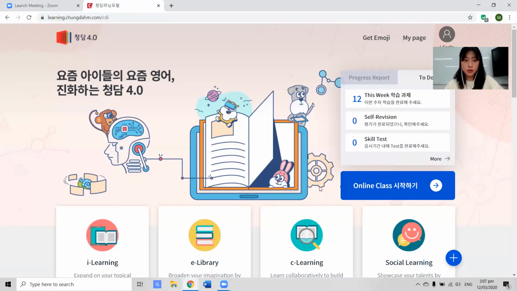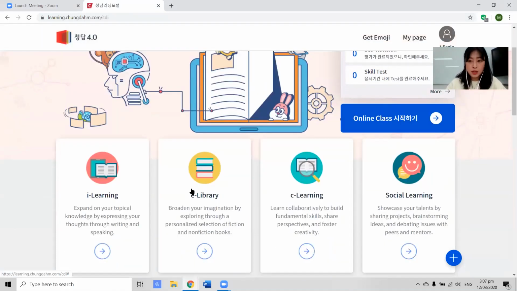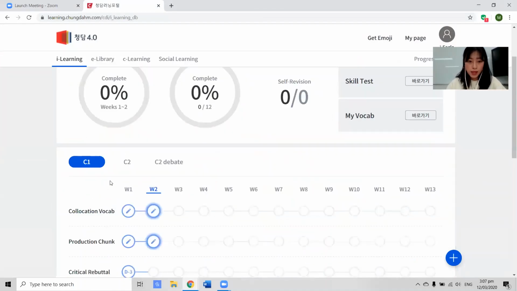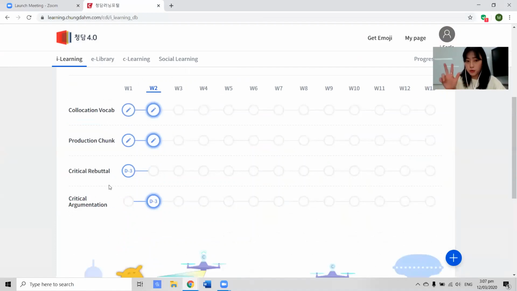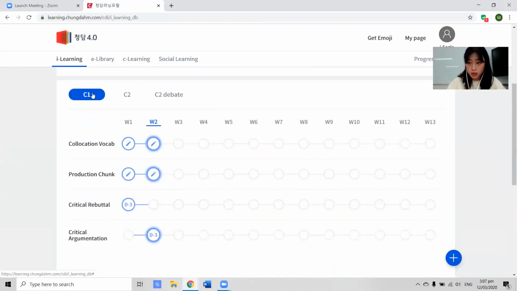So if you log into your learning.cheongdam.com website with your ID and your password, you should get the same page that you see on my screen here. Then I would like you to please click the iLearning part. And then down here, you can see that there are three components. You've got C1, you've got C2, and then you've got C2 debate. This is the one that we're going to go over together today.